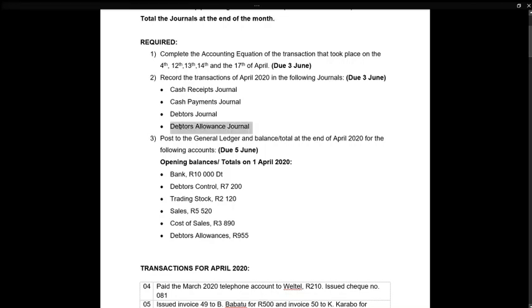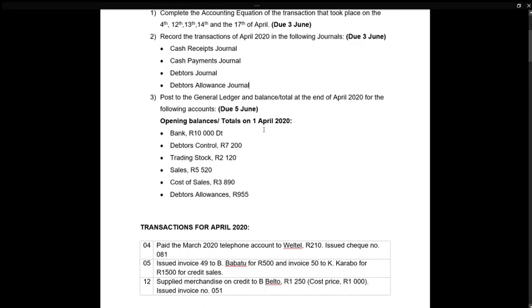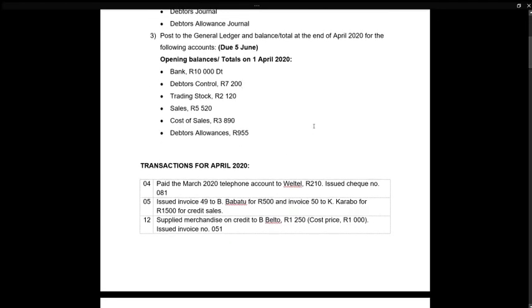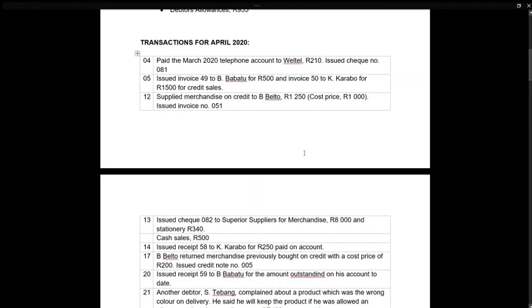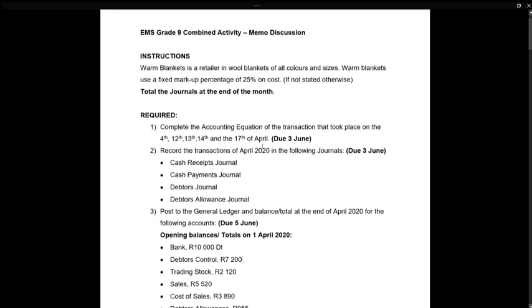For you it might be the first time that you see a debtors journal, but I will take you through it. Very easy. Post to the general ledger and balance total at the end of April 2020 for the following accounts. Opening balances totals on 1 April. Okay, so we need to do all of these accounts and they've given us opening balances and totals. And here's our transactions. Okay, so first of all, let's start with number 1.